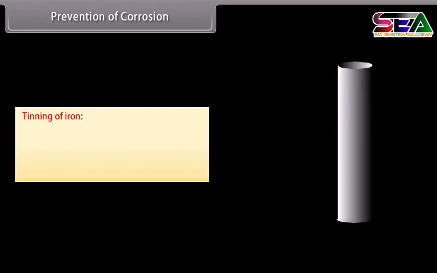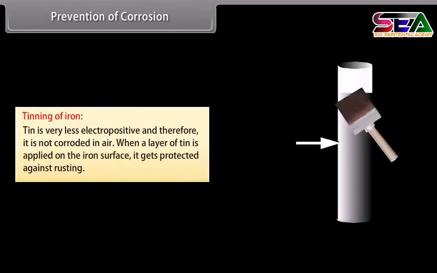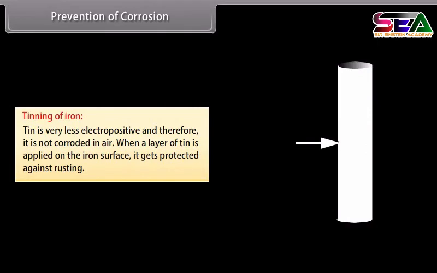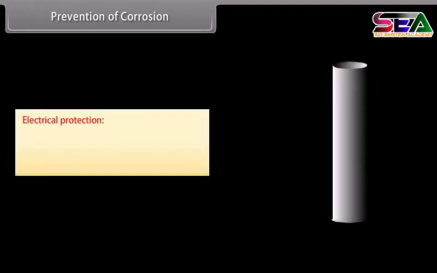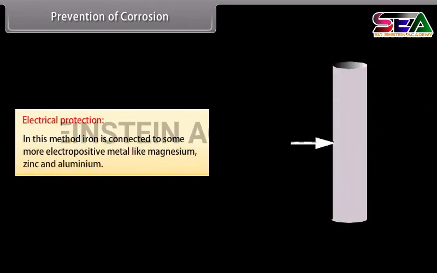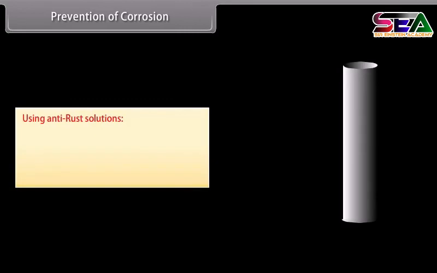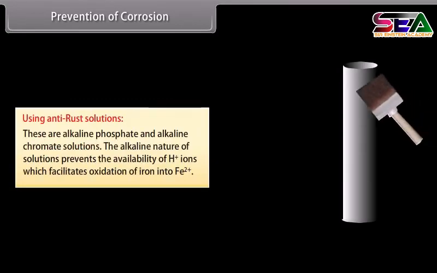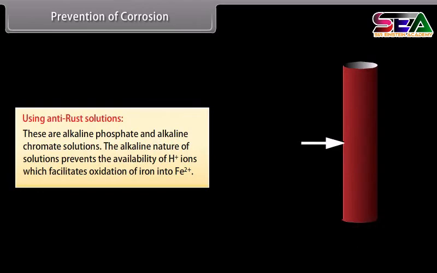Tinning of iron. Tin is much less electropositive and therefore it is not corroded in air. When a layer of tin is applied on the iron surface, it gets protected against rusting. Electrical protection. In this method, iron is connected to some more electropositive metal like magnesium, zinc and aluminium. Using anti-rust solutions. These are alkaline phosphate and alkaline chromate solutions. The alkaline nature of the solutions prevents the availability of H+ ions, which facilitates oxidation of iron into Fe2+.